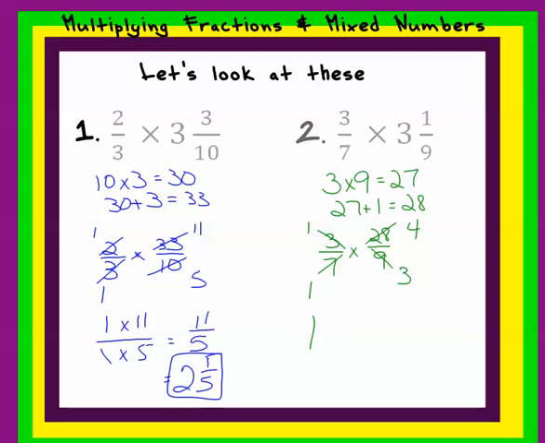So I have 1 times 4 over 1 times 3. And that leaves me 4 thirds. And when I simplify that to a mixed number, I have 1 and 1/3.